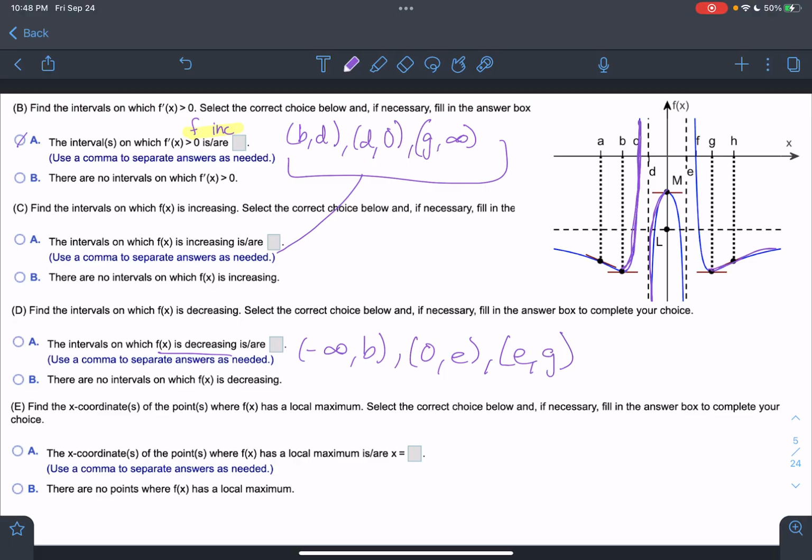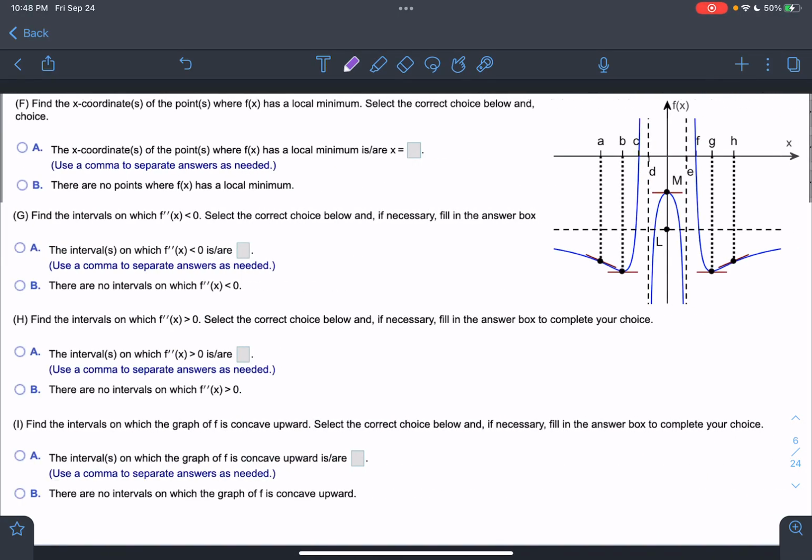corresponding to each other. All right, so we want to find the x-coordinates of the points where f has a local maximum. So select the correct choice below. All right, so we are given f, the original function, so we can just look directly and see I have only one local max, and that occurs at x equals 0. Okay.